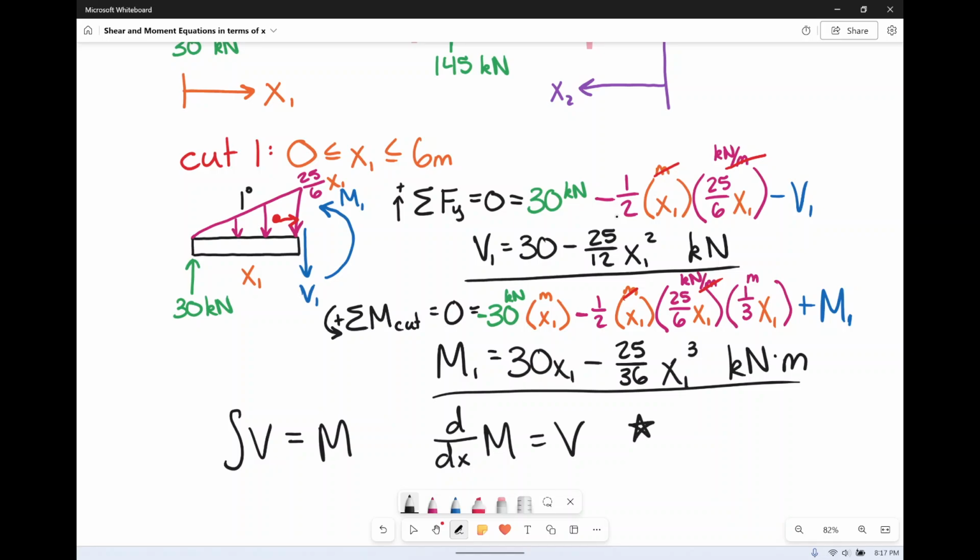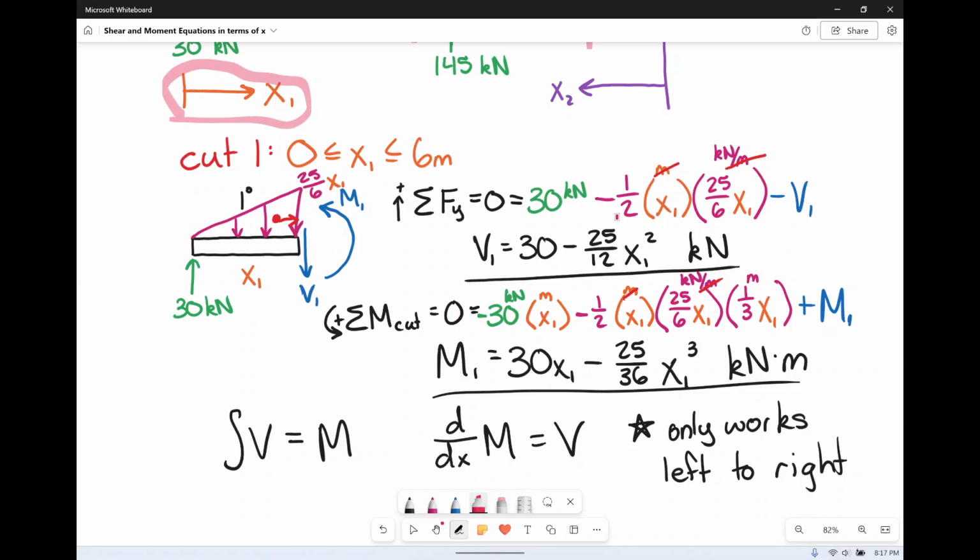Now, there's a little caveat about this. It pretty much only works if you're going left to right. Okay, it kind of works if you go right to left. So what I'm really saying is that this is literally only going to work for our x1 direction. If you go in the x2 direction, you may or may not have it work. So if you always go left to right, it will always check out.